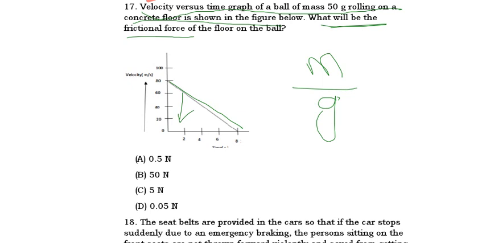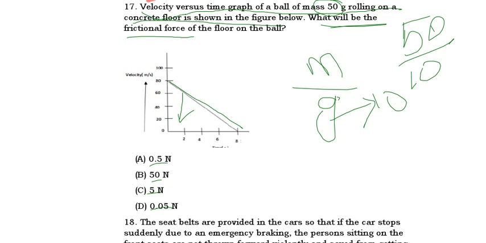Here 50 grams, and it will become what? Newton. Or here see that option: 0.5, 5, 0.05. All are in 5s only. So if you assume g value is 10, then what happens? 50 by 10. 50 by 10, how much, guys? It will become 5 only.